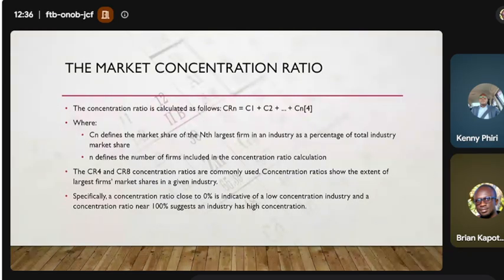Doc, kindly run through those numbers. Okay, so firm 1, 40%. Firm 2, 25%. Firm 3, 15%. Firm 4, 10%. And then others are 10%.